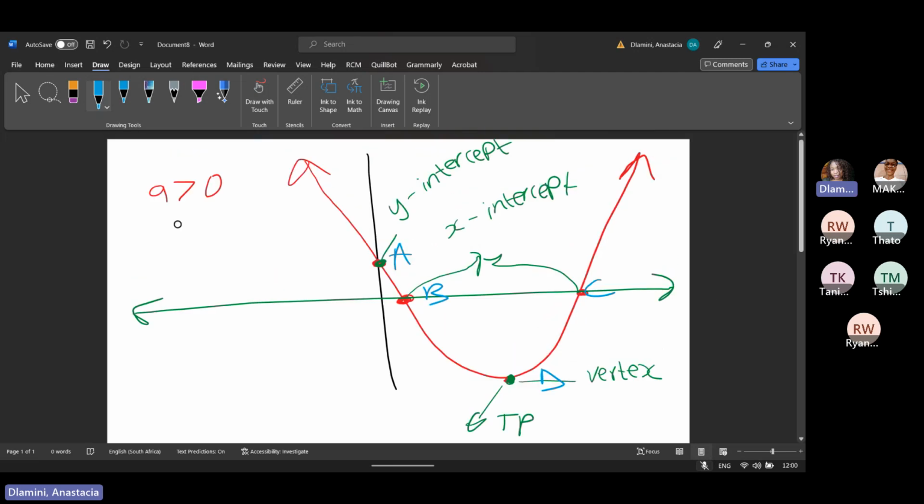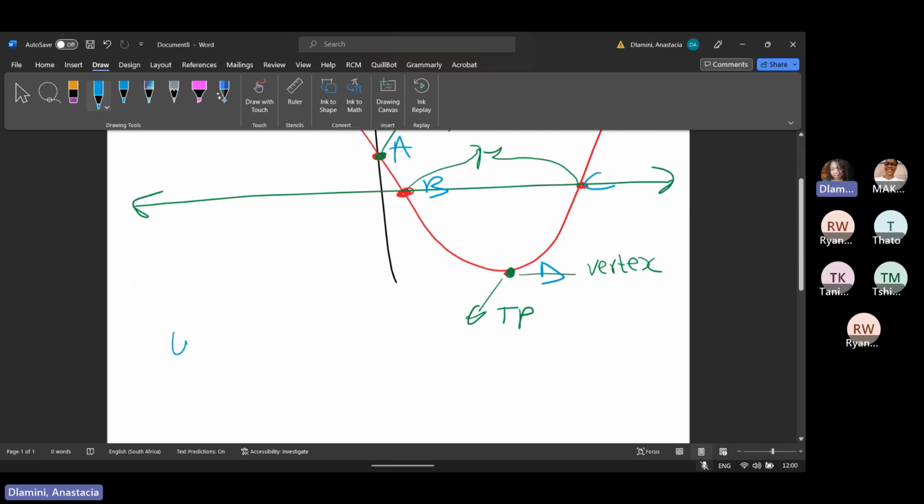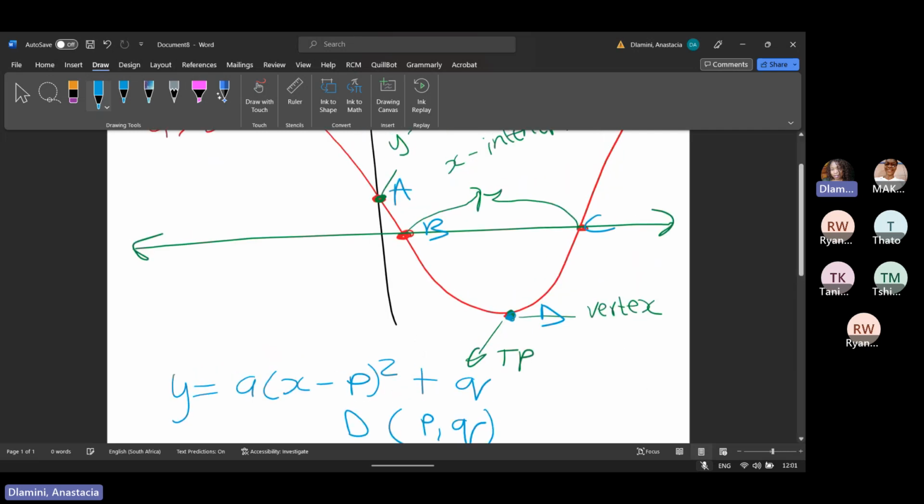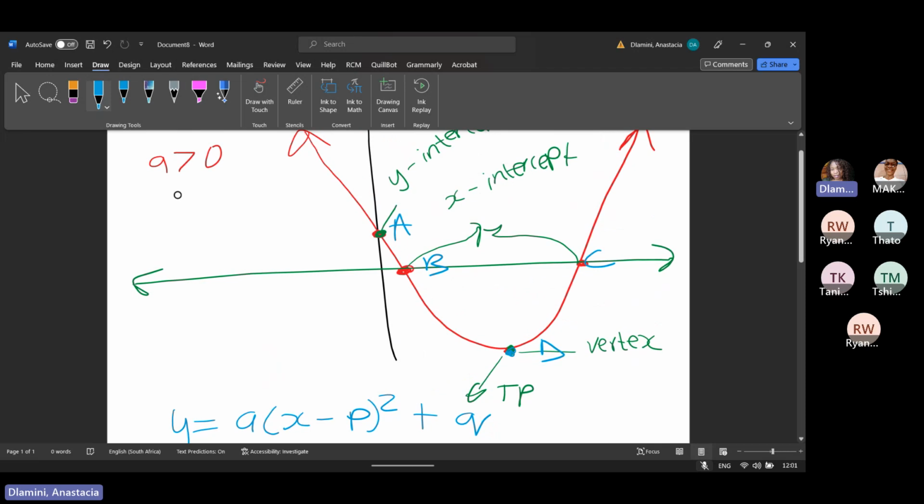If I say, give me the coordinates of D, you know D is a turning point. Therefore, you'll say x equals minus b over 2a. But if you are given y equals a(x minus p) squared plus q, you know that since D is a turning point, the coordinates of D will just be p and q. So it's very important that you identify what they are asking you.